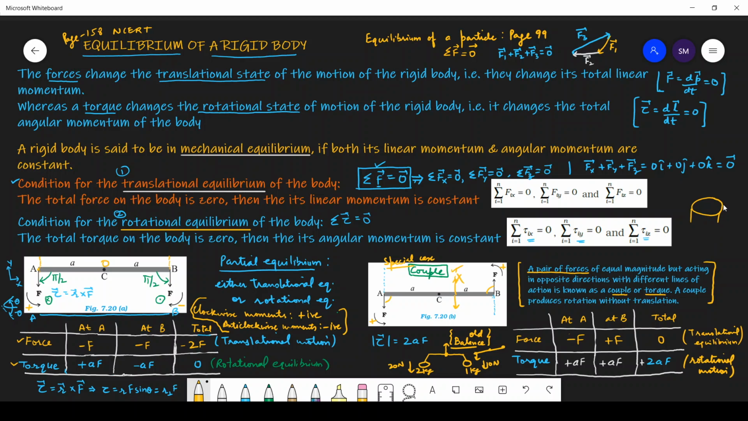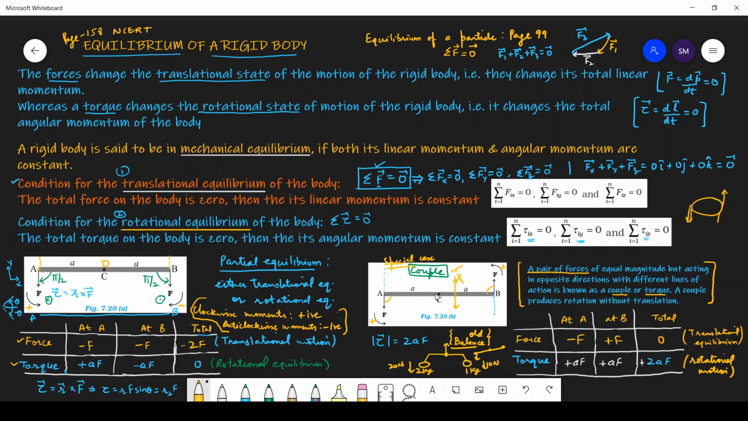To open it, you apply force in this direction from the thumb, and from the index finger you are applying force in this direction. This is what you do. Yes or no? Yes, sir. So when you do this, there will be rotational motion.